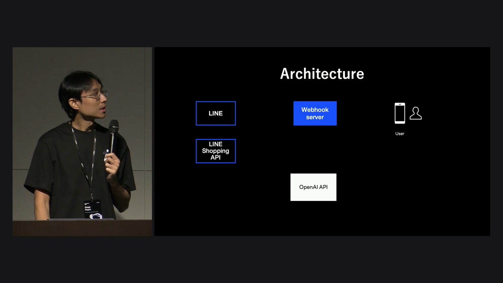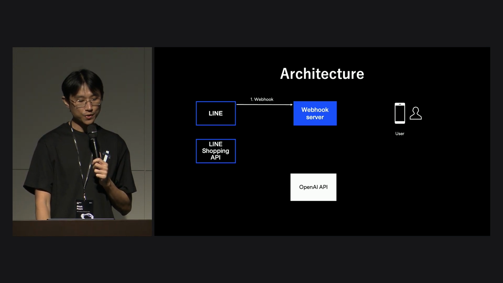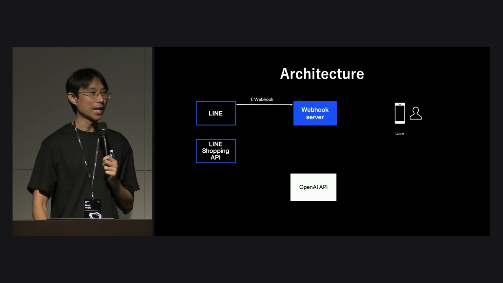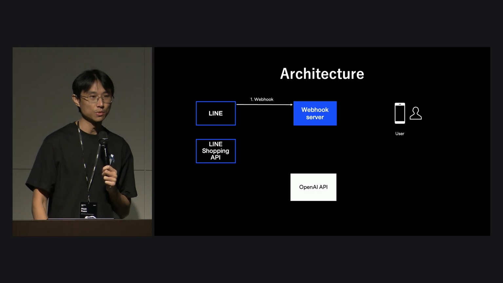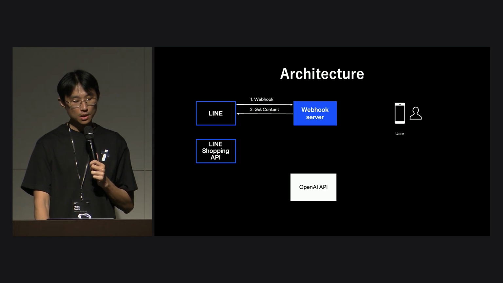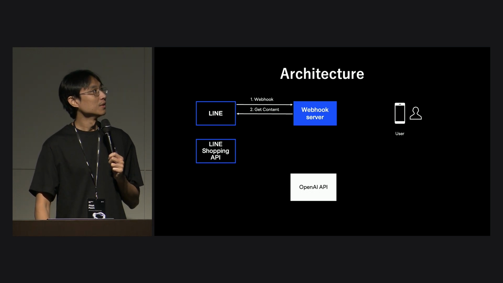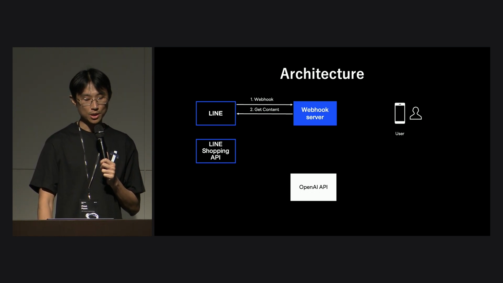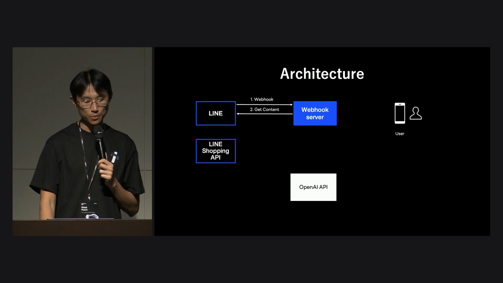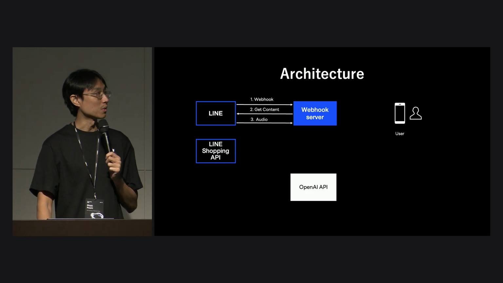Okay, let's talk a little bit about the architecture of the demo. First, we get a webhook from Line. This is when you integrate with the Line official account, you get a webhook for the message that the user sent to our webhook server. Then we have to fetch the audio file from the Line server, because in the webhook you don't get the audio file that was sent. So we get the content via the API, get the audio file back, and save it to our server.